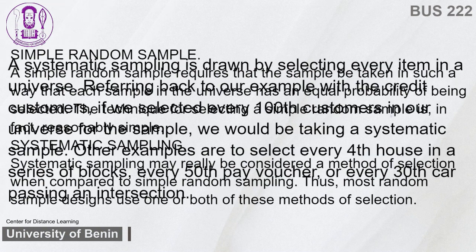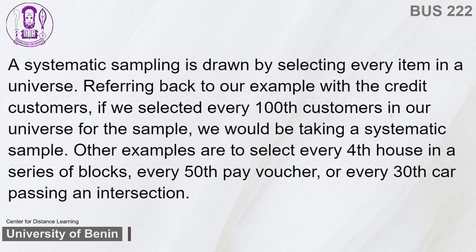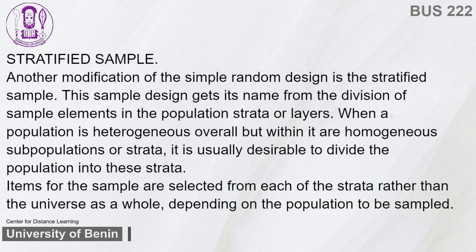Systematic sampling is drawn by selecting every item in a universe. Referring back to our example with the credit customers, if we selected every 100th customer in our universe for the sample, we would be taking a systematic sample. Other examples are to select every 4th house in a series of blocks, every 50th pay voucher, or every 30th car passing an intersection.